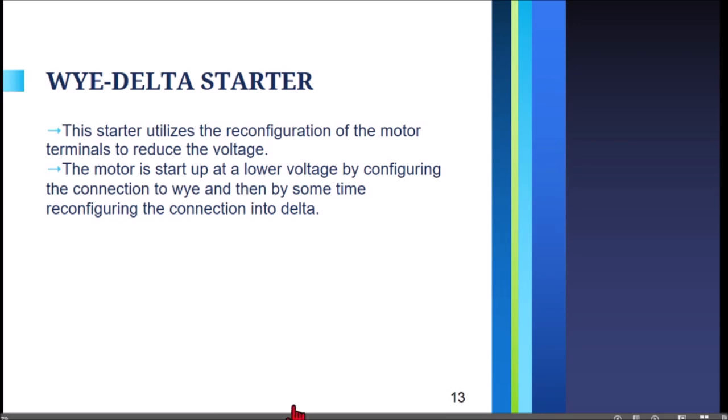At the starting of the motor, the winding of the motor is configured as Y, so that we can reduce the voltage and thereby reduce the locked rotor current. Then after some time, usually using a timer, depending on the HP of the motor, it will reconfigure into delta. By that moment, the motor can now function at its full RPM or full speed and can give full torque.